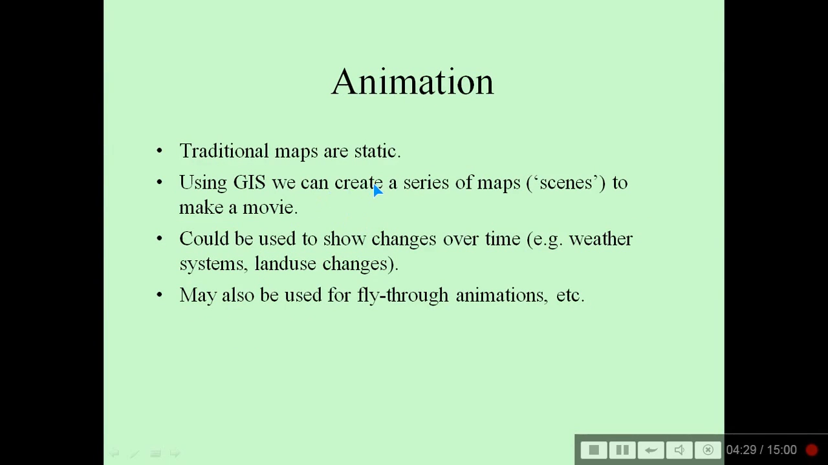Traditional maps are static, so using GIS we can create a series of maps, that is scenes, to make a movie. And this could be used to show changes over time, that is weather systems, land use changes, etc. May also be used for fly-through animations.